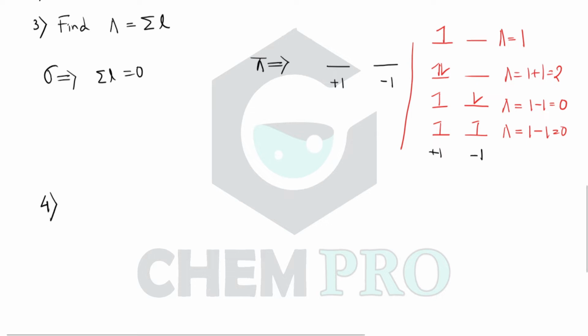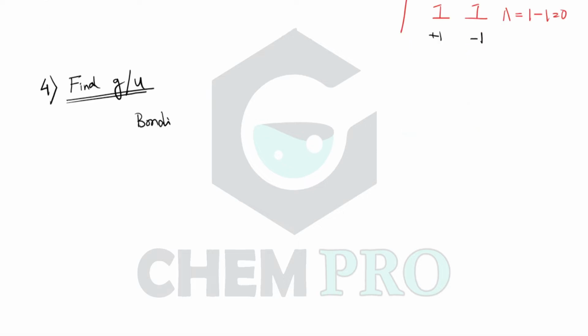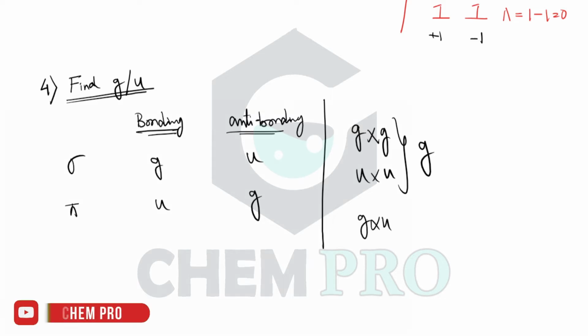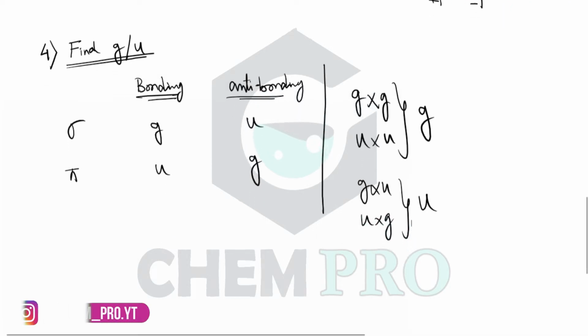The fourth point is to find the G or U, and we all know that for bonding orbitals, for sigma it is G, and for pi bonding it is U, and for anti-bonding, for sigma it is U and for pi it is G. And we also know that when it is G into G or U into U, it is always Gerade or G, but when it is G into U or U into G, this is U or Ungerade. These are the 4 steps for finding the molecular term symbol.